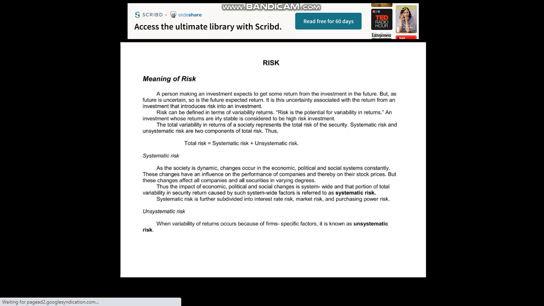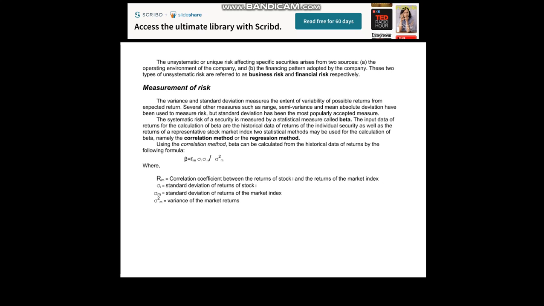Unsystematic risk. When variability in returns occurs because of some specific factors, it is known as unsystematic risk. The unsystematic risk or unique risk affecting specific securities arises from two sources: A. The operating environment of the company, B. Financing pattern adopted by the company. These two types of unsystematic risk are referred to as business risk and financial risk respectively.